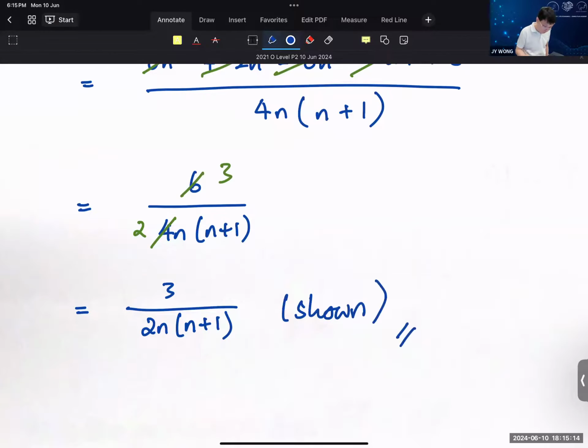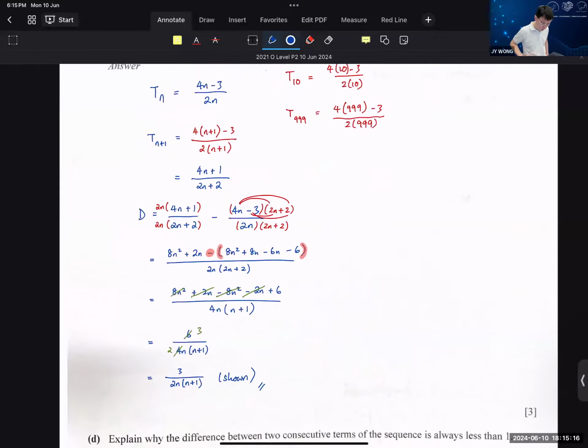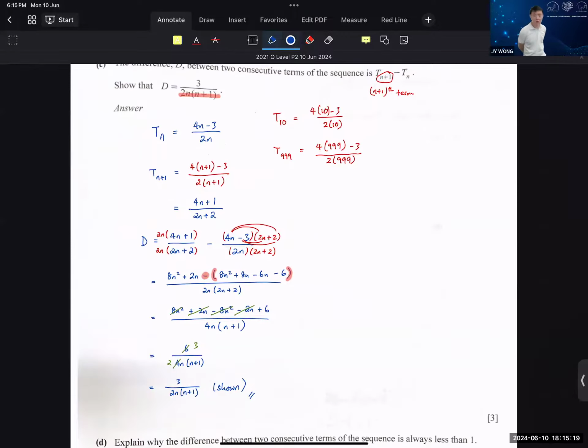Shown. Okay. So all they are asking you to do is to simplify the algebraic fraction. That's all.